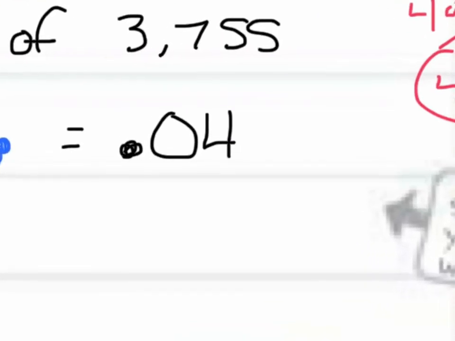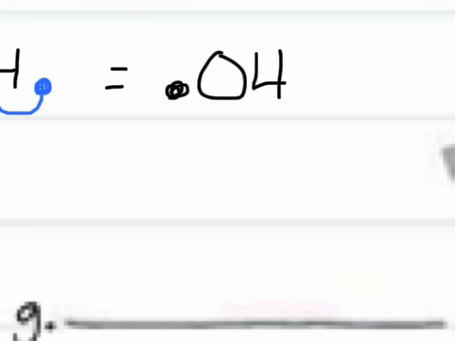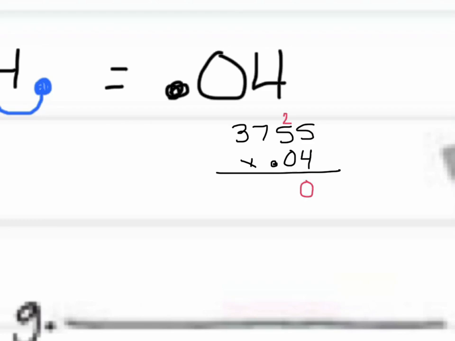Now, we can set this up to multiply. 3,755 times 0.04. And now 4 times 5 is 20. Carry the 2. 4 times 5 is 20, plus the 2 is 22. Carry that 2. 4 times 7 is 28, plus 2 is 30. Carry the 3. And lastly, 4 times 3 is 12, plus 3 is 15.